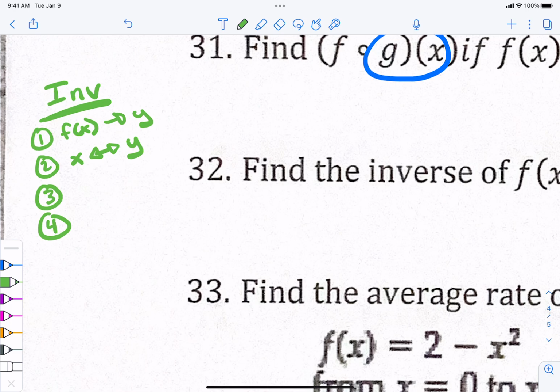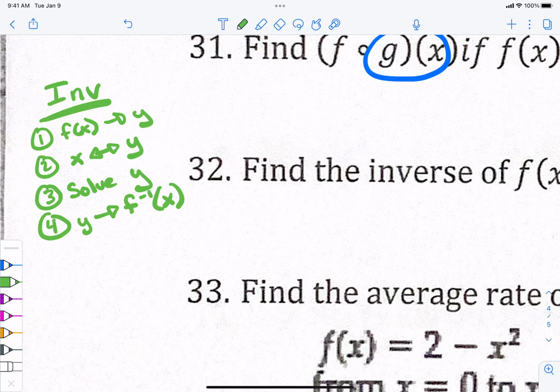What's step 3? The longest step: solve for y. You get y by itself. Then step 4, after you solve for y and get y by itself, it switches back to its original name, but it's the inverse. So if it was f, you call it f inverse. If it's g, you call it g inverse, etc. And inverse looks like the minus 1 power.